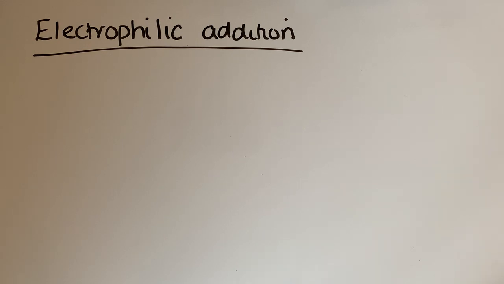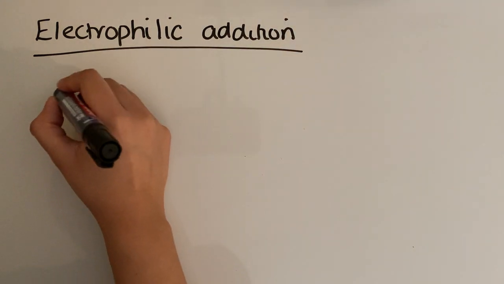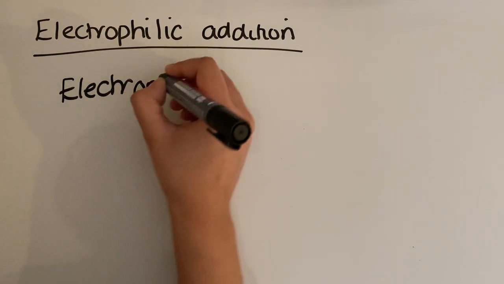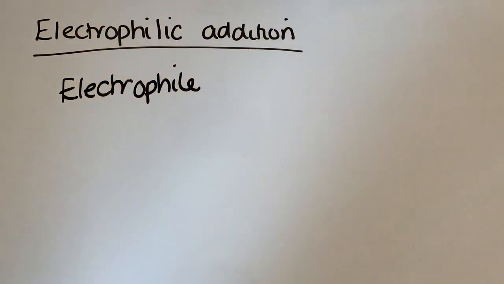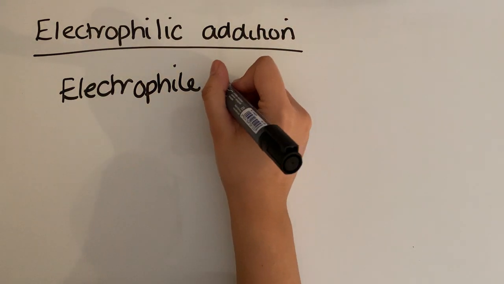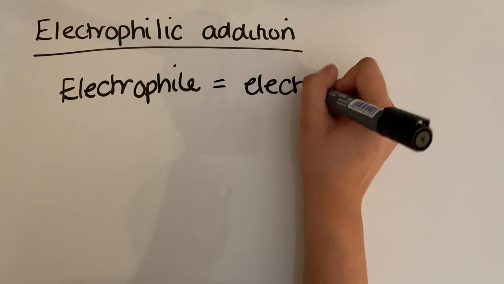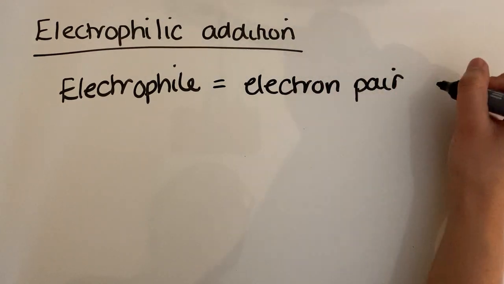So electrophilic comes from the word electrophile. If you break up the word electrophile, the electro part is to do with electrons. Phile means that you like that. So an electrophile is something that likes electrons. If something likes electrons, it itself doesn't have enough electrons. It wants to gain electrons because it doesn't have electrons itself. So that means an electrophile, the correct definition of it, is an electron pair acceptor.